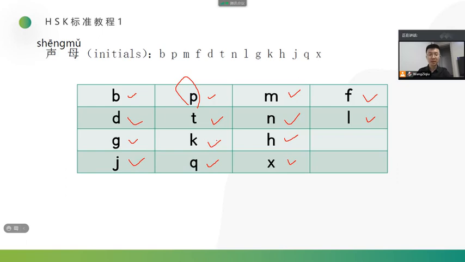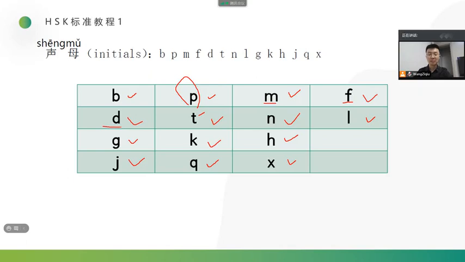Next one. 摸. When we read 佛, you should use your upper teeth to bite your lower lip. Like this. 佛. This one.